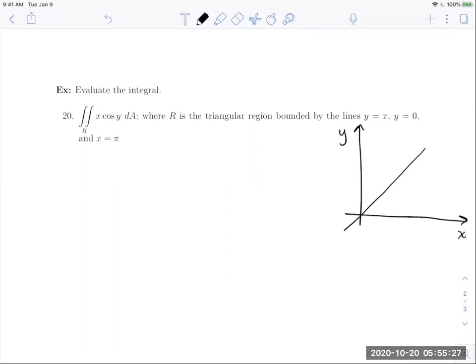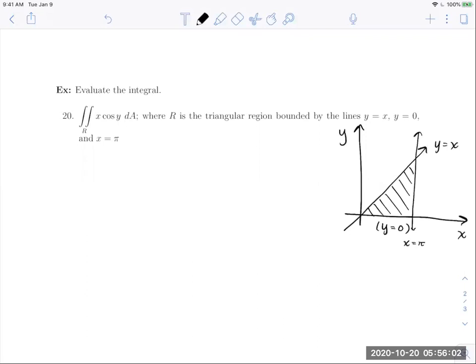So here's my line y equals x. Then I have the line y equals 0, which is the x-axis. And I have the line x equals pi. All right, and so then I'm just going to shade in the region that's bounded by those three lines. And so here's the triangular region R. The question is, what type of a region is this?